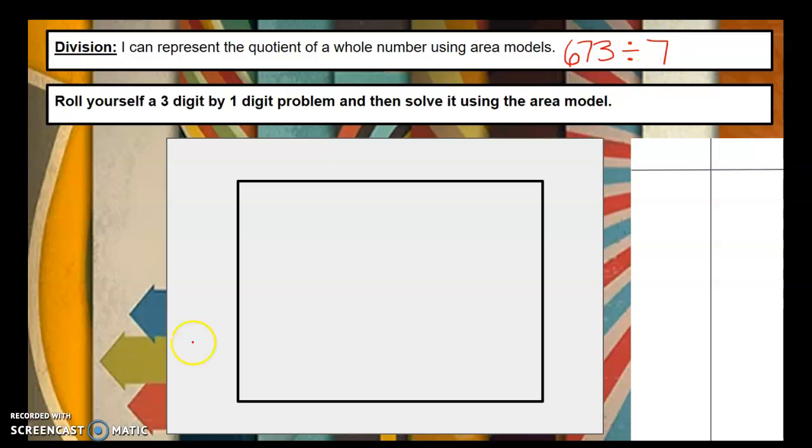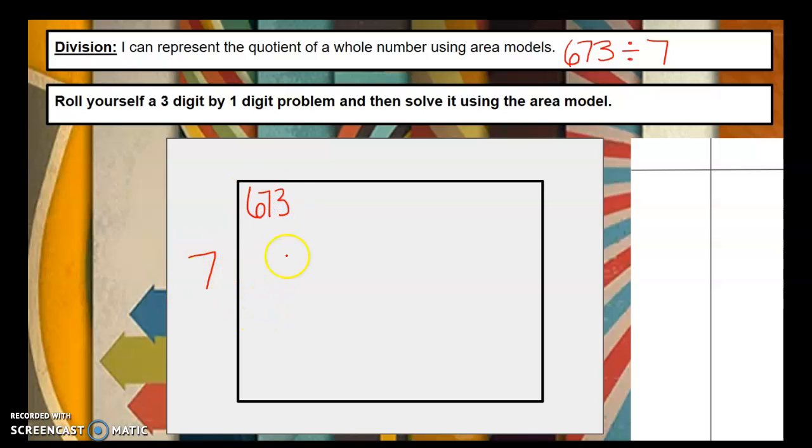All right, so remember your divisor, the number you're dividing by goes over here. We haven't really talked about that vocabulary, but this is a divisor. Okay, your dividend, the number that you're going to be splitting up, goes inside your area model, so 673.